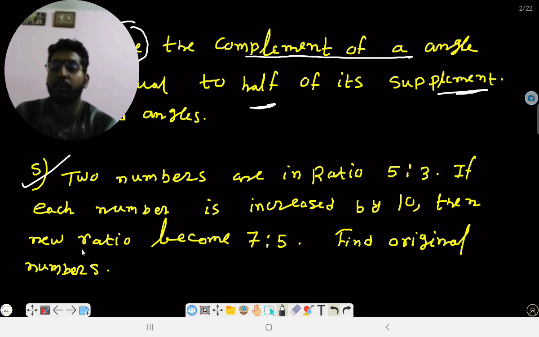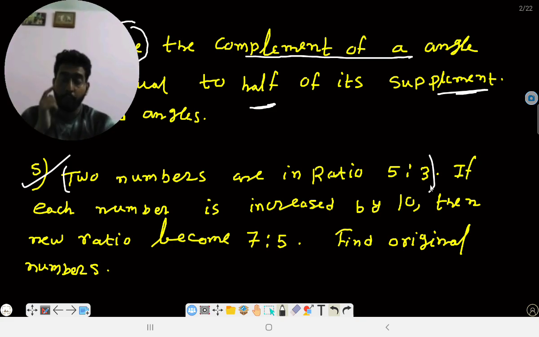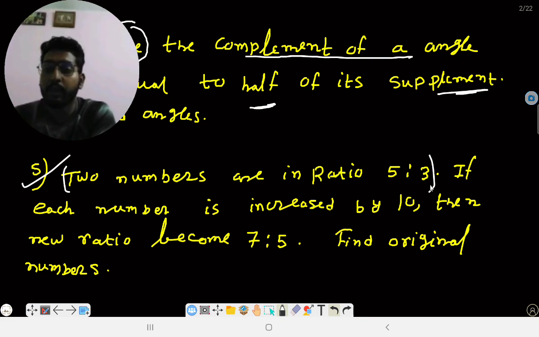Now move to question number 5. Two numbers are in ratio 5:3. Okay, so again first step, like this you have to read. Whenever something is given, a question is given, first you have to read step by step. So first step is two numbers are in ratio 5:3. Now whenever the ratio is given, suppose the ratio is given 5:3 here, that means the first number you have to take 5x and the second number you have to take 3x, like this.